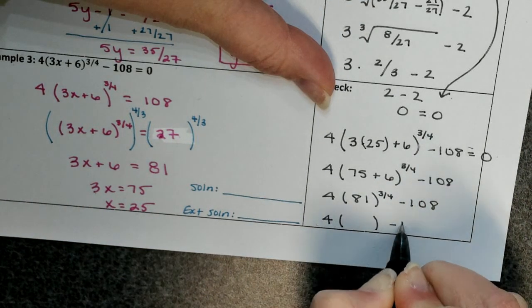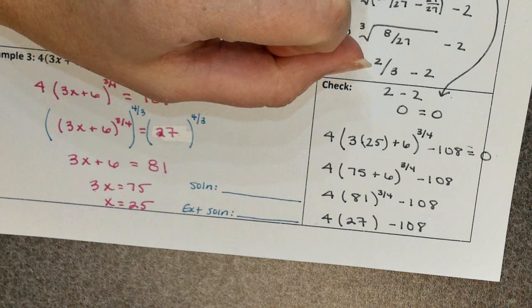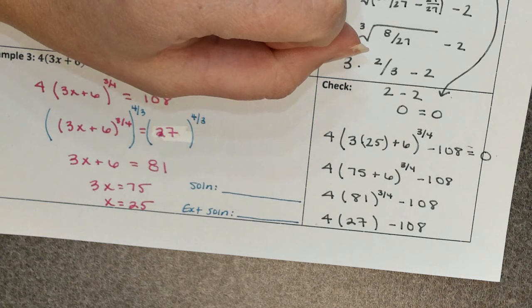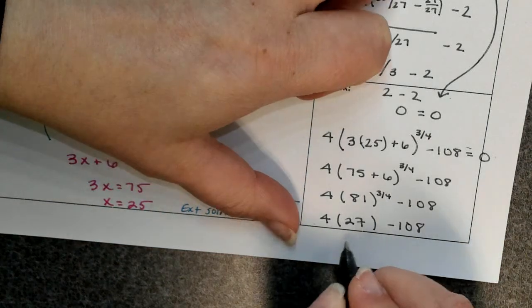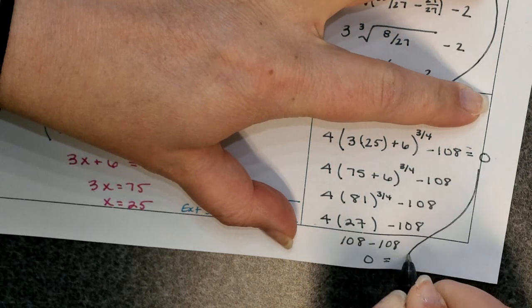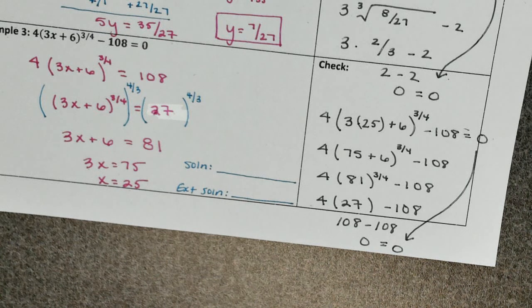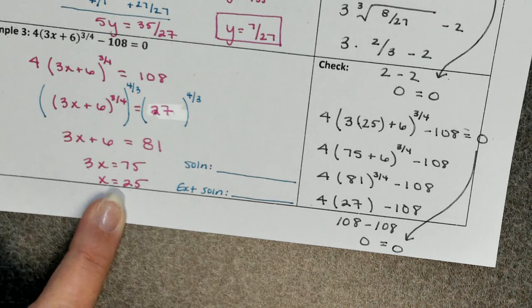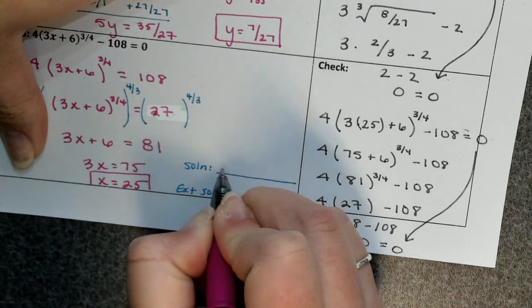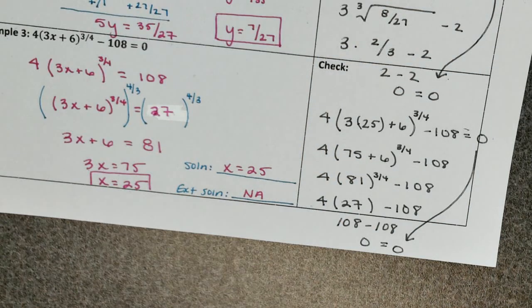27. What is it? 27. Did we all get 27? Yeah. Okay. Then what do we do? 4 times 27 is 108 minus 108, which is 0. It's supposed to equal, on the right side we have 0. Does 0 equal 0? So where does the answer x equals 25 go? This is going to be a solution. There's nothing for an extraneous solution then. Okie dokie. Cool beans.